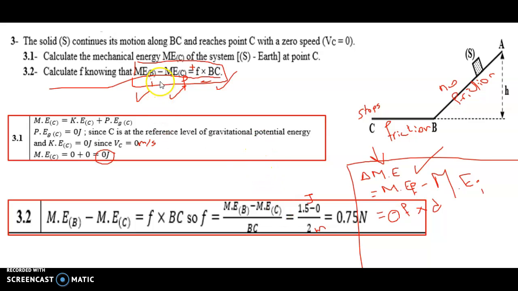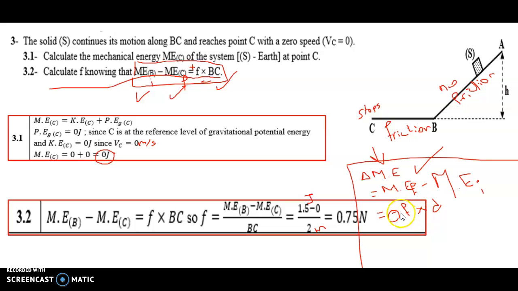So calculate F knowing that mechanical energy at B minus mechanical energy at C is equal to plus F times BC. If you go back to the course, we defined the variation in the mechanical energy as the final mechanical energy minus the initial mechanical energy. And we said this rule is true when there is friction. Due to friction, the system loses energy, so the final mechanical energy is less than the initial. For example, if the final is 3 and the initial is 5, this difference is negative. That's why we write it equal to minus the magnitude of the friction times the distance covered.